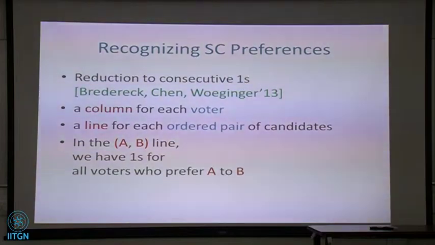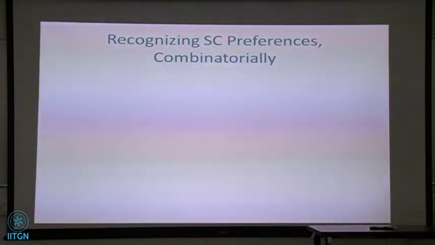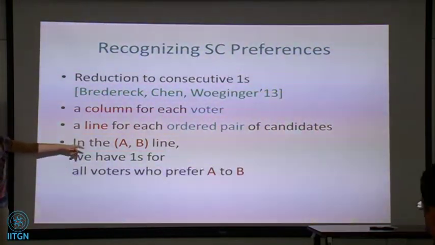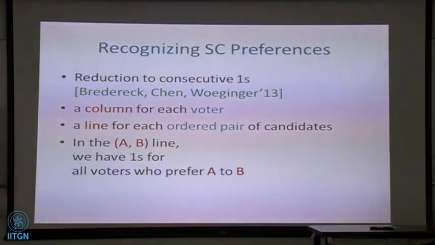In the AB line, we have ones for voters who prefer A to B, because they have to be together as a block. So these ones have to be contiguous. They cannot be split by other voters. And in the BA line, we'll have ones for voters who prefer B to A. And with that simple trick, we actually reduced our problem to consecutive ones, by the same argument. If we manage to arrange voters so that these ones are contiguous and the BA ones are contiguous, then all voters who prefer A to B and all voters who prefer B to A appear in two contiguous blocks. That's exactly what we need.